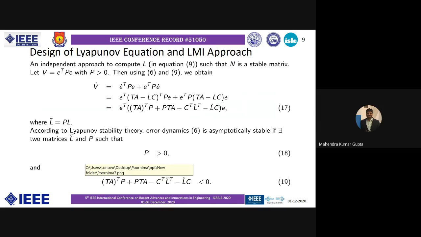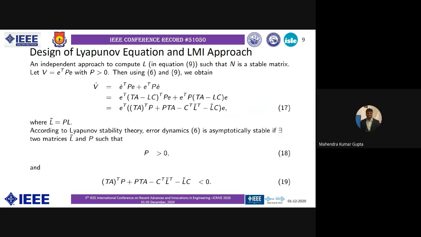Now let us come to another approach, which is called the LMI approach. This problem can also be converted to linear matrix inequalities, and we can use MATLAB to solve them. There are certain LMI toolboxes. So let us take a Lyapunov function V equal to E transpose P E, where P is a positive definite matrix. Now using equations 6 and 9, we put the value of E dot, which is the derivative of the error, and we end up with 17.